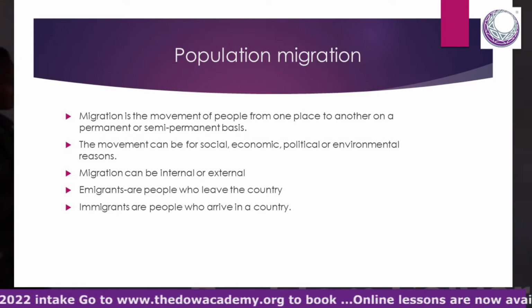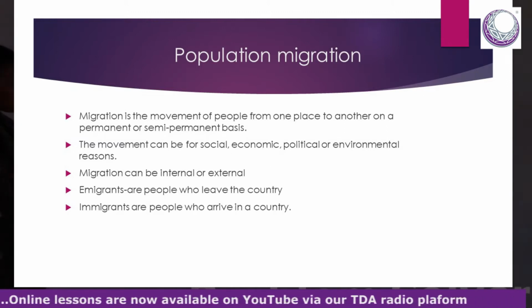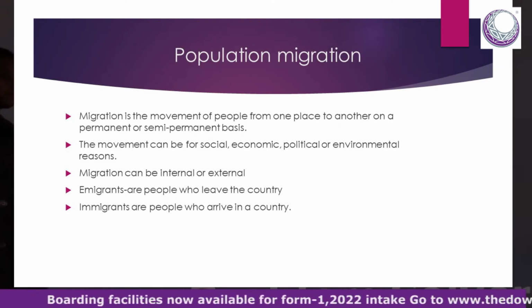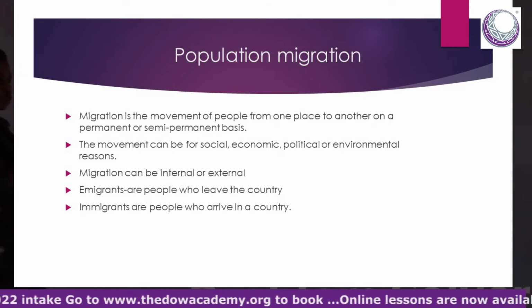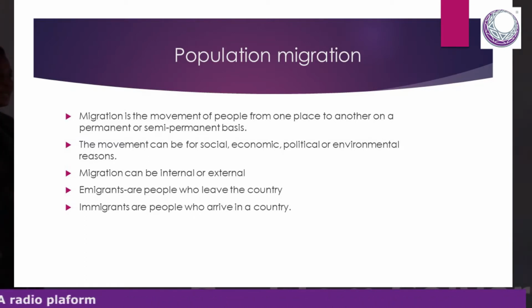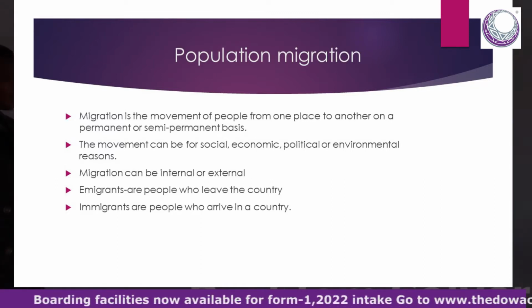With this migration, we have emigrants and immigrants. You should know how to differentiate these two. An emigrant is someone who moves away from the country. Let's take, for example, a Motswana who moves from Botswana to stay in the UK or America. That one is an emigrant, has moved out of the country. These are people who leave the country.